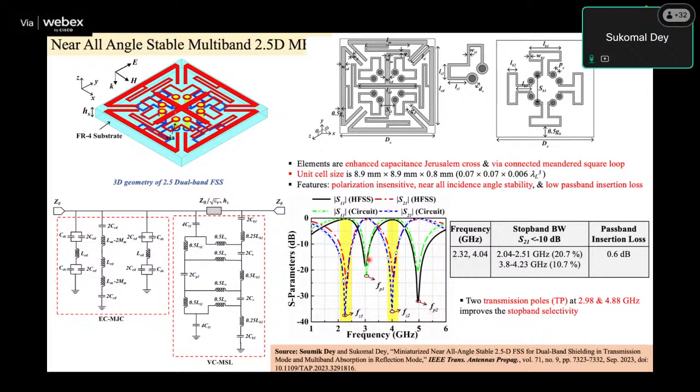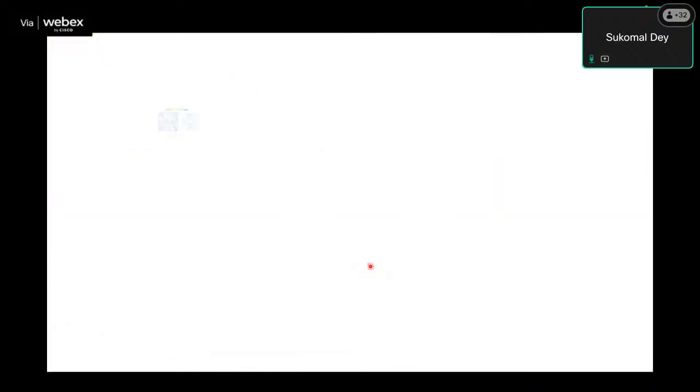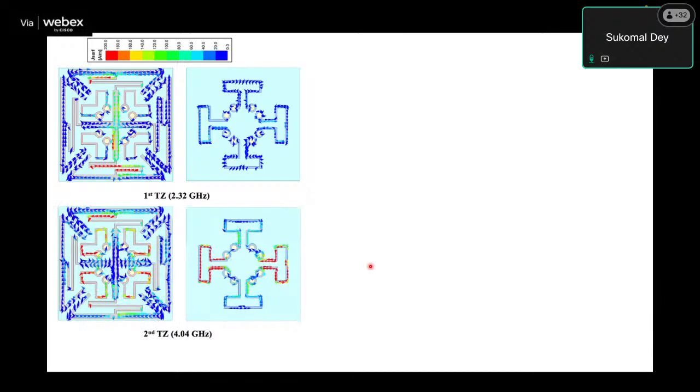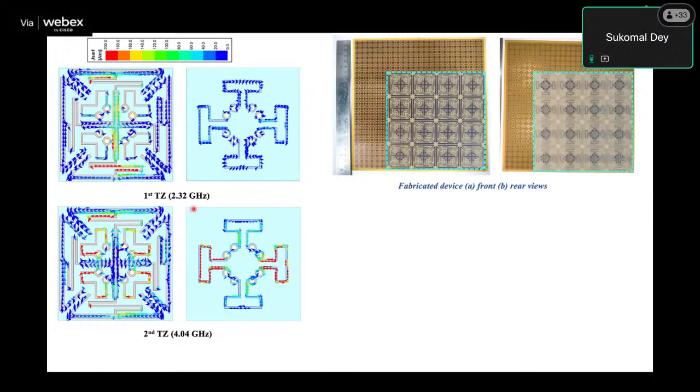Similarly for the transmission pole, right? So now the surface current propagation will help you to do that. This will also help you to model your equivalent circuit model. Now you can see the transmission zeros and transmission poles at both the two frequencies.